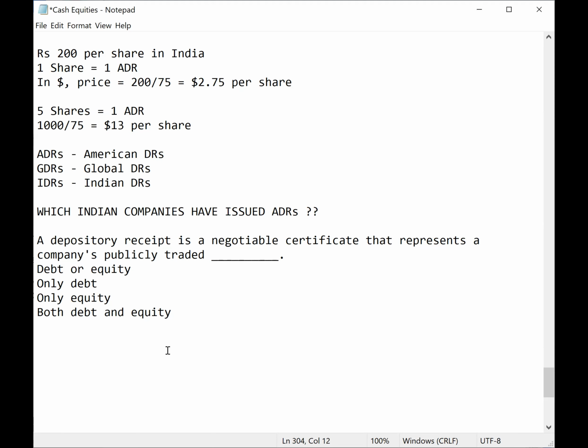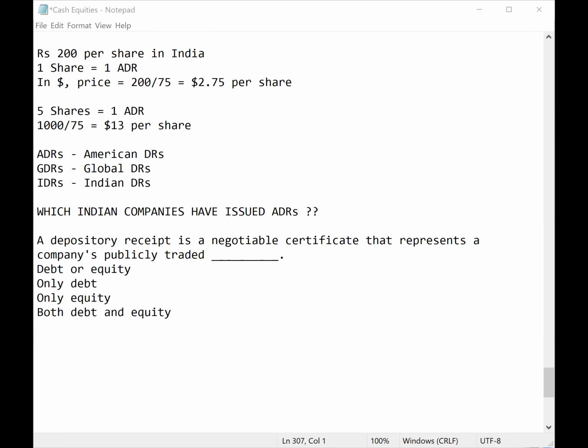Okay, guys. So what is the answer to this one? So both debt and equity? No, guys. It's against equity only. DRs are against the equity. For debt, you can say there are foreign bonds. Any question?